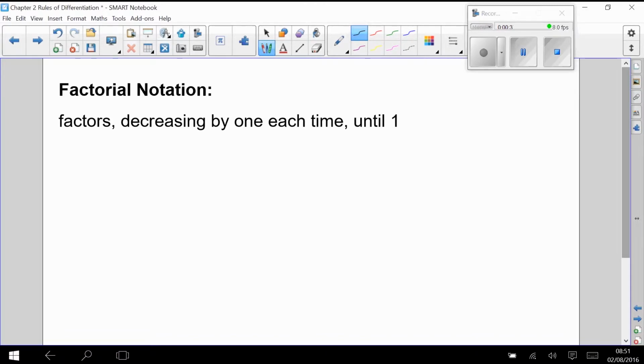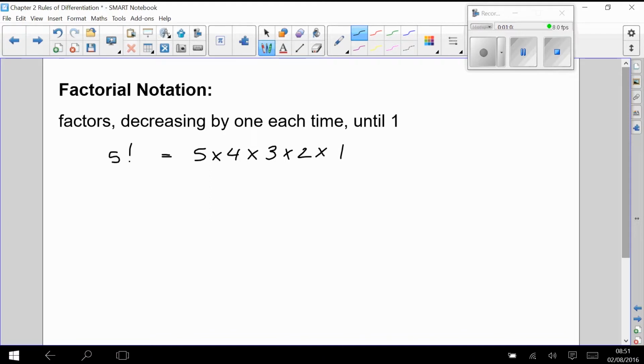Let's say we had 5 factorial. What does that actually mean? Well, it means that I start with the factor 5 and then I times it by consecutive factors decreasing by 1 each time. So I must times that by 4, then decreasing by 1 again, by 3, and continuing like this until I get to the factor 1.